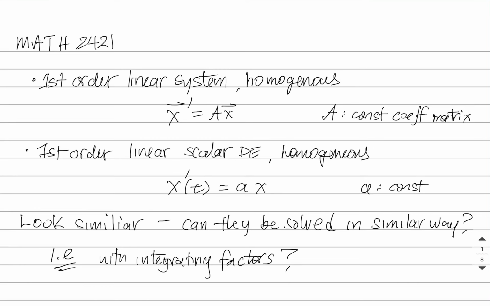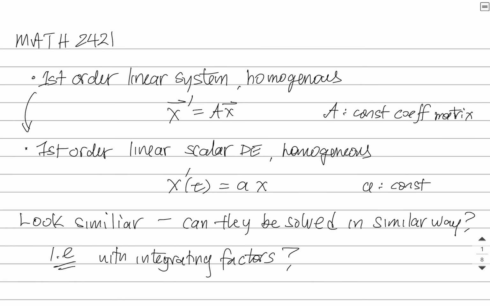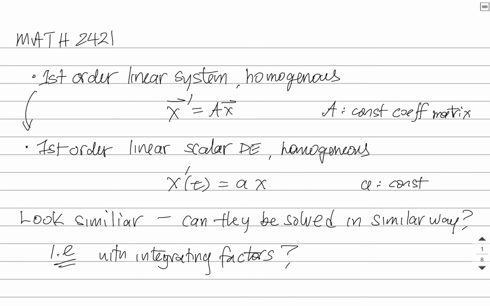We've been studying first-order linear systems, homogeneous linear systems, so they have this form, x prime equals Ax. Now here A is a constant coefficient matrix, so a matrix made up of, obviously, constants. Now, contrast that with a first-order linear scalar differential equation. And we've seen these a long time ago, and it's just a simple first-order linear equation.